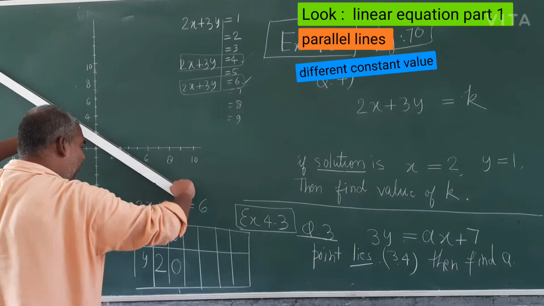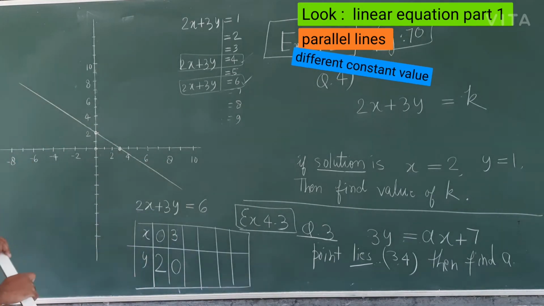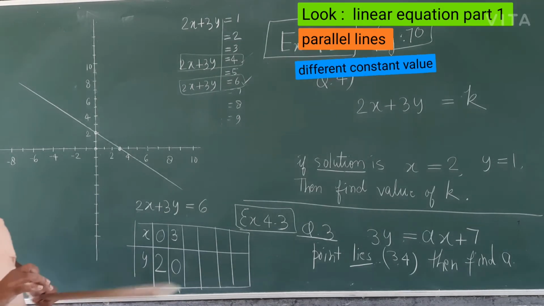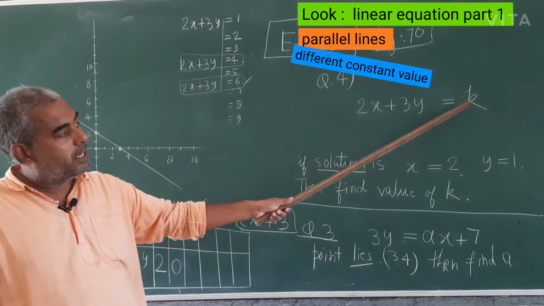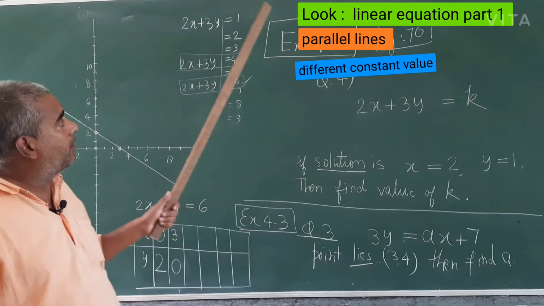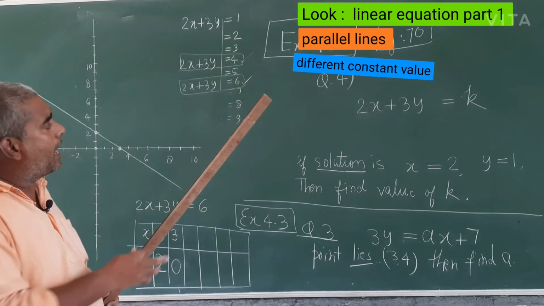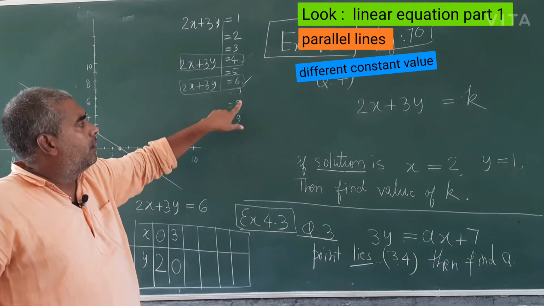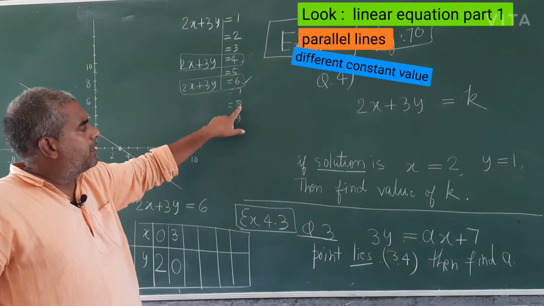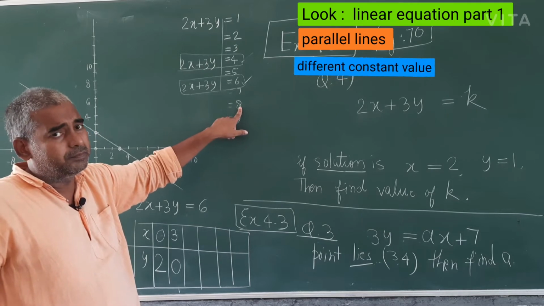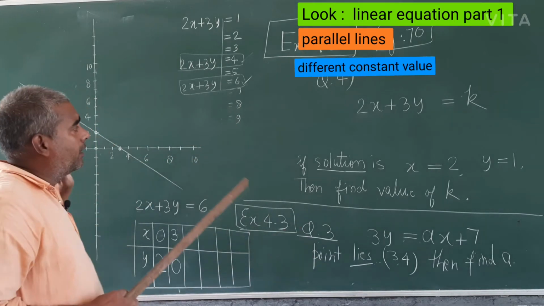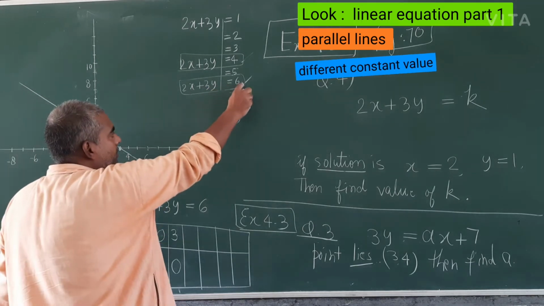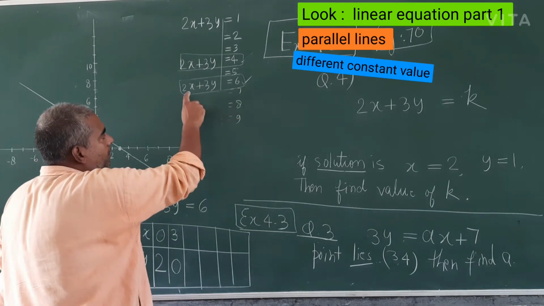This is only for your understanding, not for solving. The question is 2x plus 3y is equal to k. K is the variable which can change. I have taken only 6 for simplicity. I can take 7 also, I can take 8 also. You know, all the lines are parallel. Why I have taken 6? Because it will be simple.